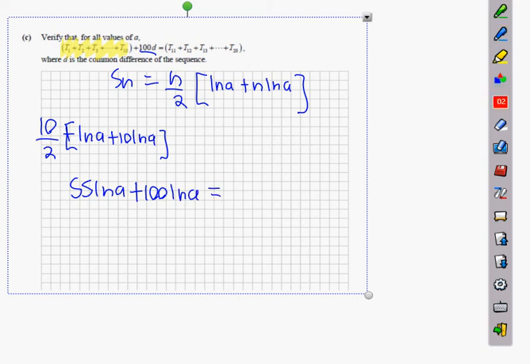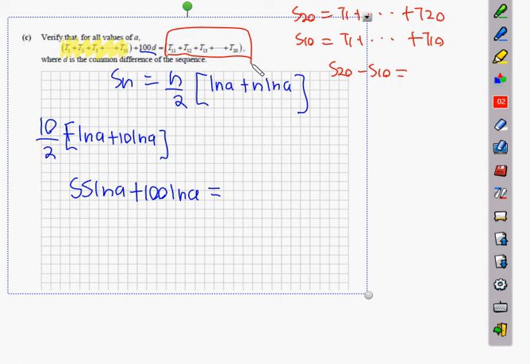That leaves me firmly with, what is this here? Well, if I got S20, S20 is T1 added all the way up to T20. If I then got S10, S10 is T1 added all the way up to T10. And if I took S20 minus S10, I'd be left with T11 all the way up to T20. Because remember, S20 is T1 all the way up to T20, while S10 is T1 all the way up to T10. One of them minus the other one gets rid of the bottom 10, leaving 11 through 20 left over.